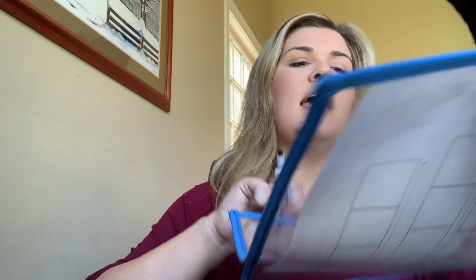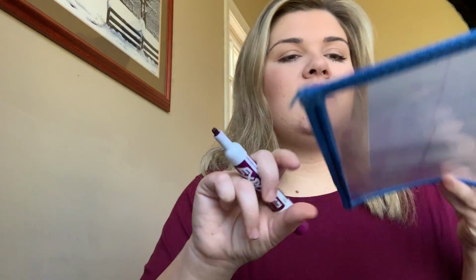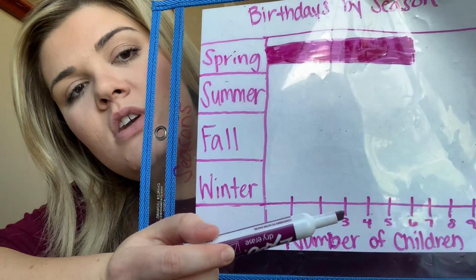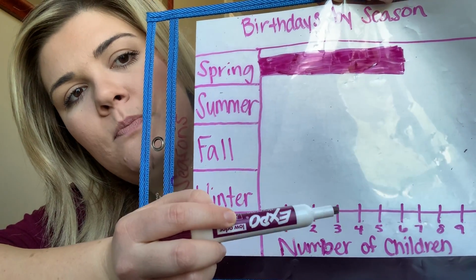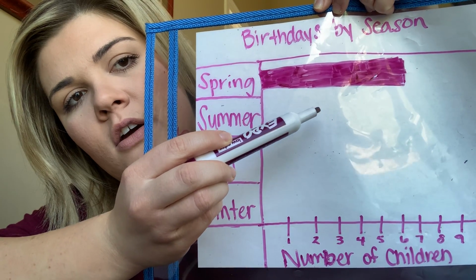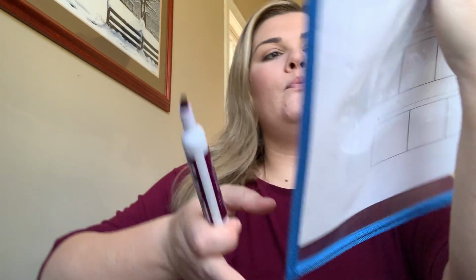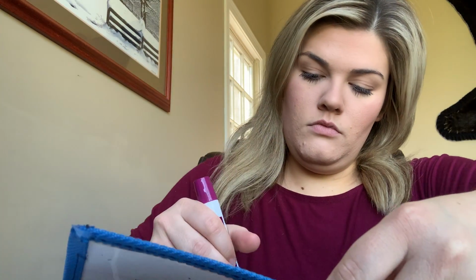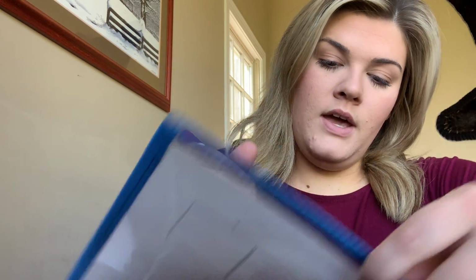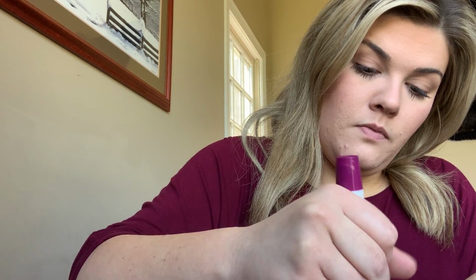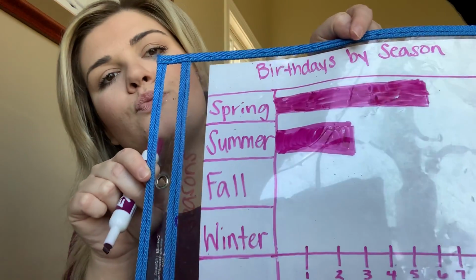Now for summer, let's say I have 3 students who have summer birthdays. So I'll attempt to do this in the camera with you. I'm going to go to the number 3 and up to where I find summer right here. And I like to just draw a line to show me where my bar is going to go. Let me do that real quick for you. It would look like such.